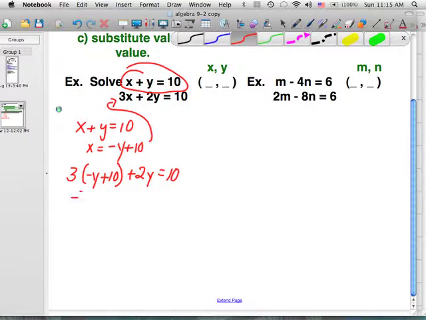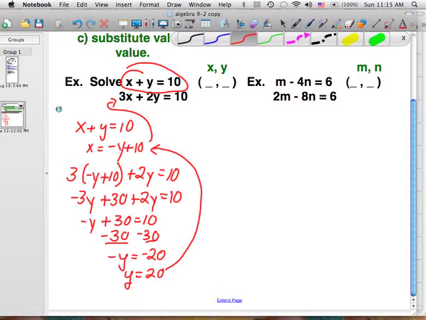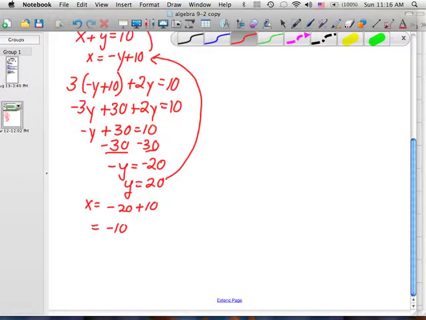Using the distributive property, I get negative 3y plus 30 plus 2y equals 10. Negative 3y and 2y make negative y plus 30 equals 10. Subtract 30 from both sides. I get negative y equals negative 20, so y is 20. Then I'm going to plug it back into this equation here. So x equals negative 20 plus 10, which equals negative 10. So my ordered pair that works is x is negative 10 and y is 20.